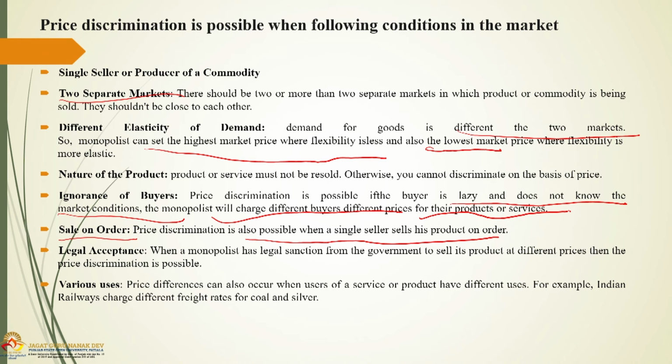Next is legal acceptance. When the monopolist has legal sanction from the government to sell its product at different prices, only then is price discrimination possible. If law is not permitting the seller to charge different prices from different consumers for the same product, then a seller cannot take the benefits of price discrimination. Then is various uses. Price differences can also occur when the user of a service or product has different uses. For example, Indian Railways charge different freight rates for coal and silver, and even for passengers also.